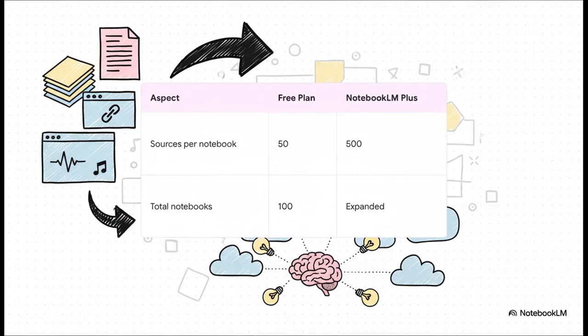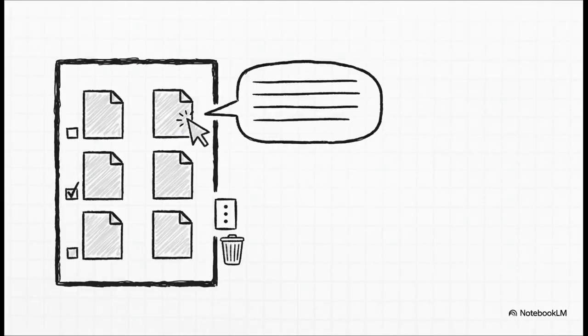Now, before you go on an uploading spree, it's important to know your limits. The free plan allows up to 50 sources per notebook. That might not sound like a lot, but honestly, it's more than enough for most focused projects. Whether you're working on a research paper or a market analysis, that source panel on the left, that's your command center. You can click on any source to see an auto-generated summary, but the real power comes from these little checkboxes. By selecting only certain sources, you can tell the AI, for this next question, only look at these 3 documents. This allows for incredibly focused analysis.